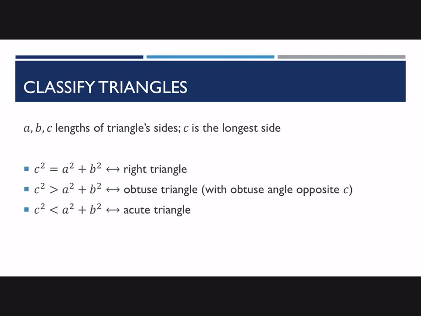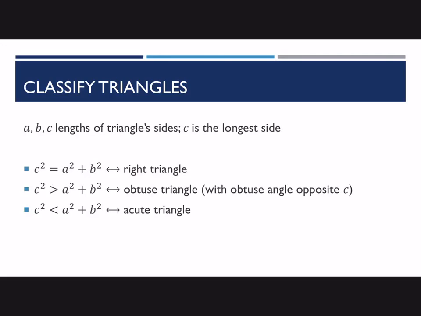We can also classify acute and obtuse triangles based on the side length relationships. Okay, so it's kind of interesting if you look at A, B, and C, with C still being the longest side, even if it's not the hypotenuse. Okay, maybe there is no right angle, so it's not called a hypotenuse. But it turns out that if the longest side C squared is greater than A squared plus B squared, then we have an obtuse triangle.